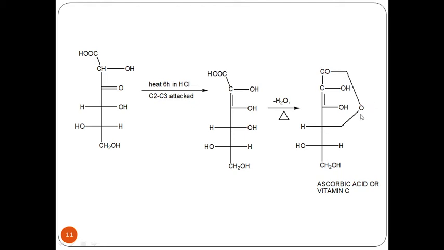Now this linkage is called a glycosidic linkage. This component is called ascorbic acid or vitamin C. So in this step, the CN which has been converted to carboxylic acid, when heated for 6 hours in HCl, has carbon C2 and C3 attacked, so that there is an introduction of a double bond. This component loses a molecule of water, so that there is a glycosidic linkage between carbon number 1 and carbon number 4. We get ascorbic acid or vitamin C. This is how vitamin C is synthesized from glucose.